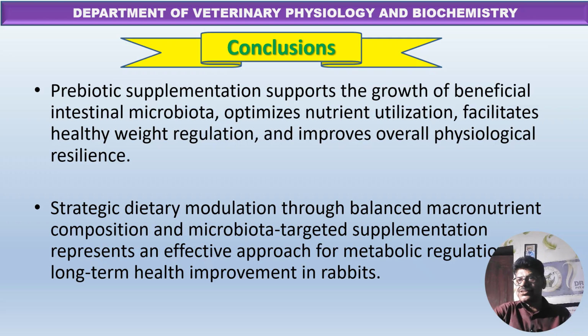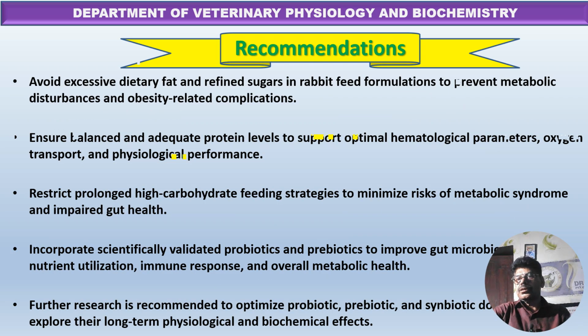Strategic dietary modulation through a balanced macronutrient composition and microbiota-targeted supplementation represents an effective approach for metabolic regulation and long-term health improvement in rabbits. This research recommends avoiding excessive dietary fat and refined sugars in rabbit feed formulation to prevent metabolic disturbances and obesity-related complications.